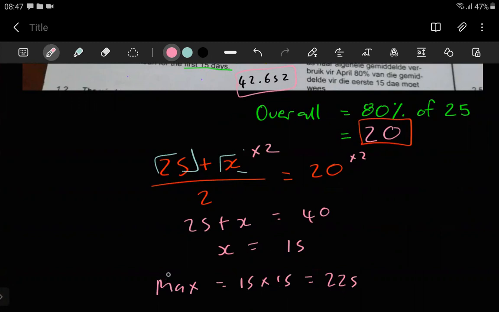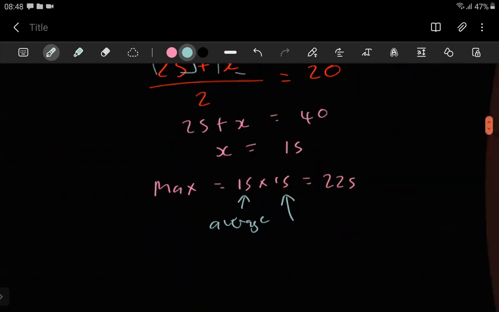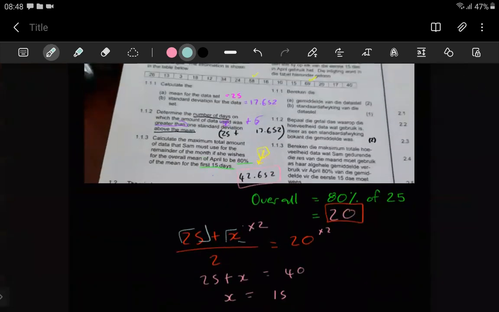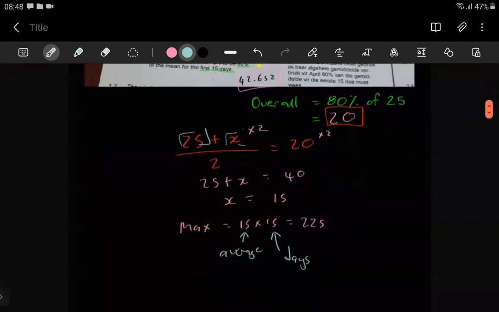Why did you take 15 times 15? Oh, so this is the average, and these are the amount of days. So if the average is 15, it means that technically the total for the other 15 days should be 15 times 15. Because if the average is 15, it's almost like if you spread out all the data, each day would have 15.